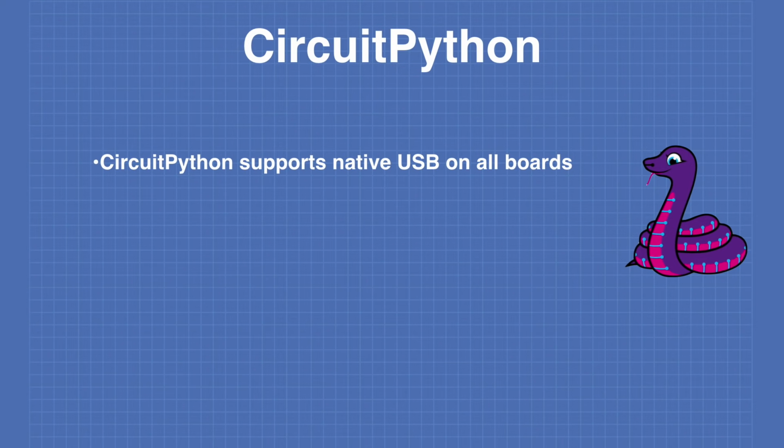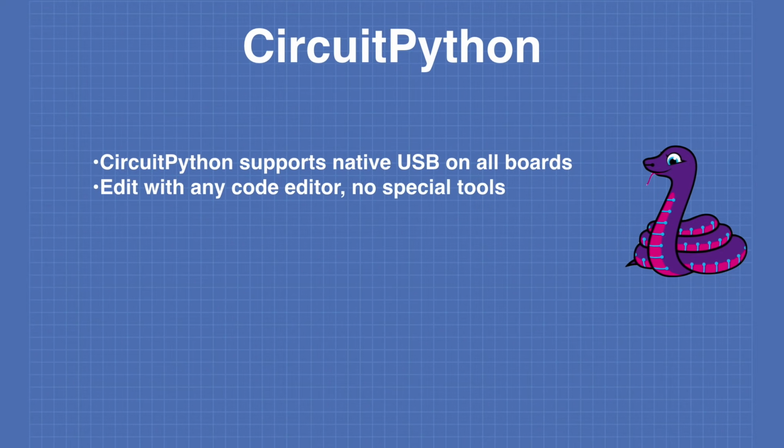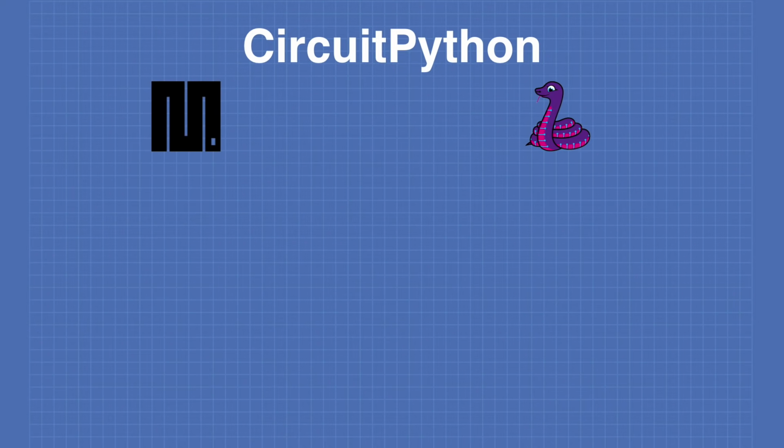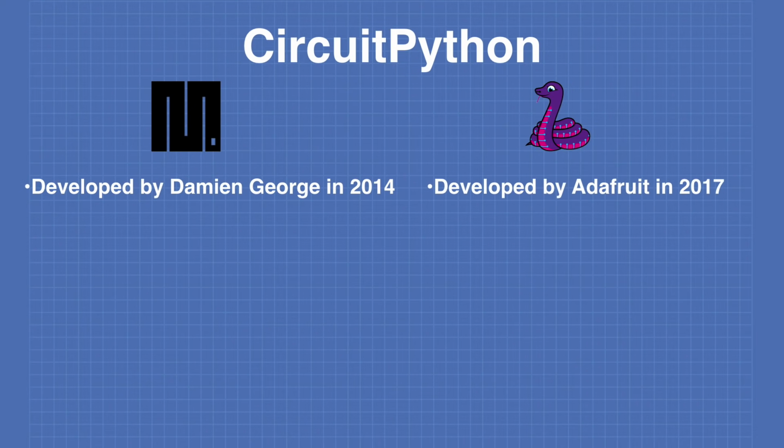CircuitPython supports native USB on all of the boards that it supports. You can perform your editing with any code editor and don't require any special tools. Floats or decimals are supported on all builds, although boards like the Raspberry Pi Pico that use the M0 processor support this in software and not hardware. A CircuitPython board will appear as a disk drive on the connected computer. MicroPython was originally developed by Damien George in Australia in 2014. CircuitPython is a fork of MicroPython and was developed by Adafruit in 2017.